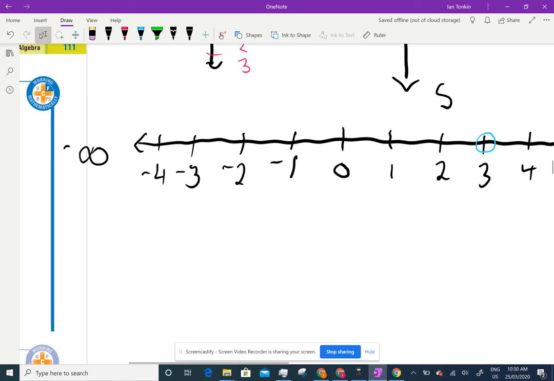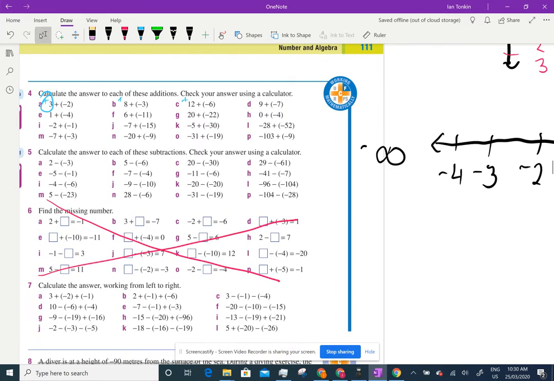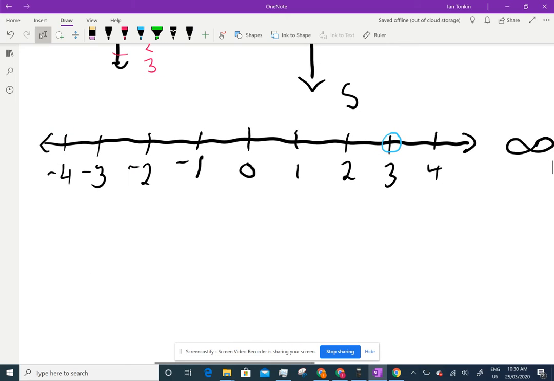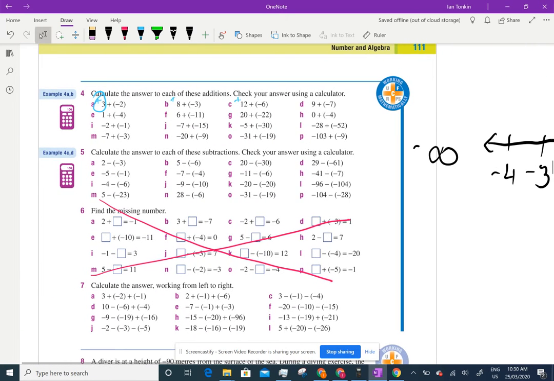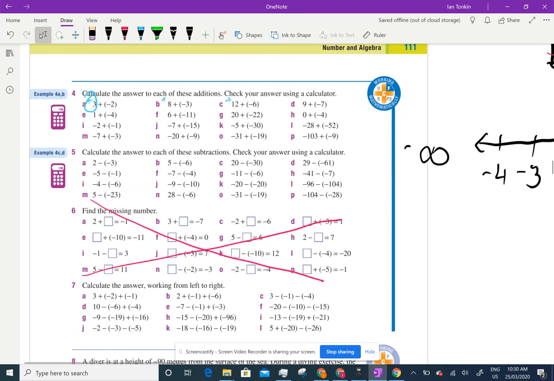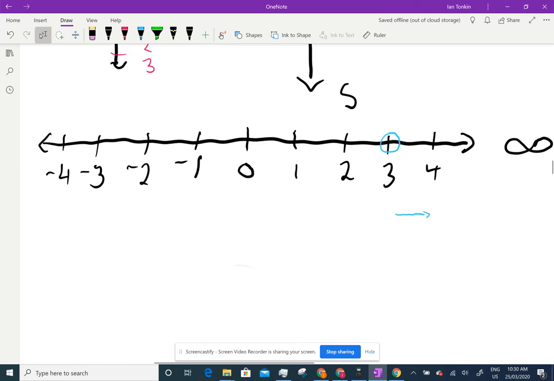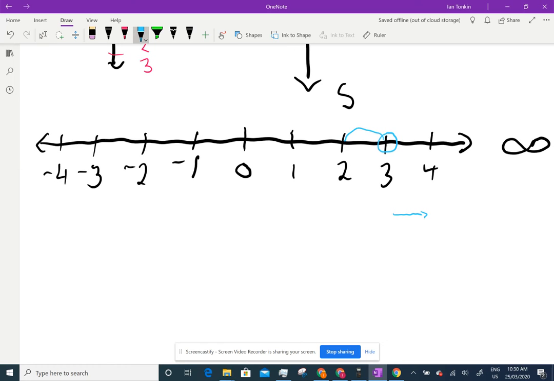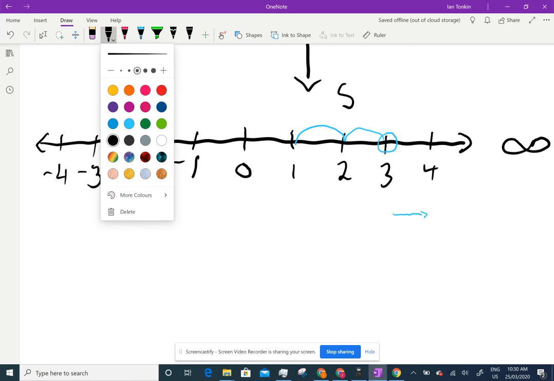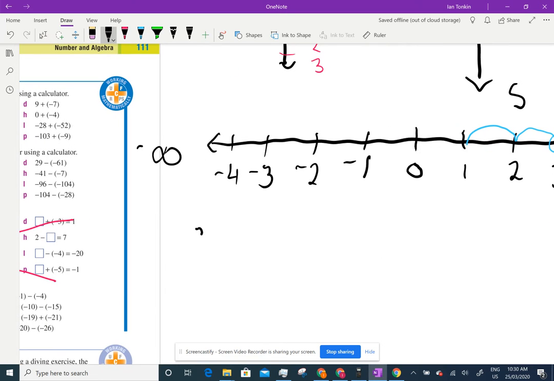Now remember that each sign gives us a direction. We are adding, so if you remember from the video, that means we're facing to the right. And we're adding negative 2. Negative 2 is a direction to the left, which means we're going backwards 2 spots. So we're going 1, 2. So for the first one, which is 3 plus negative 2.